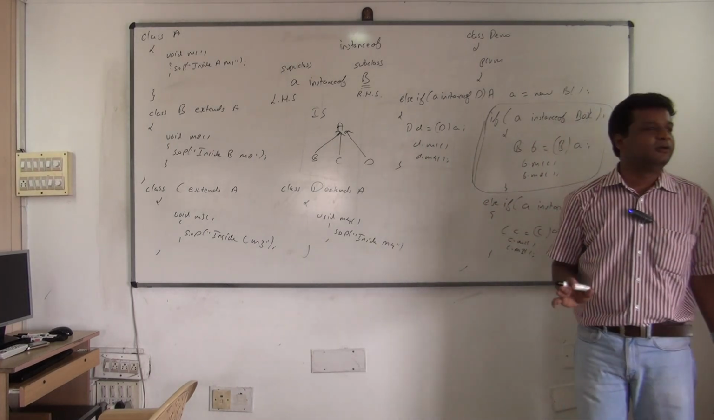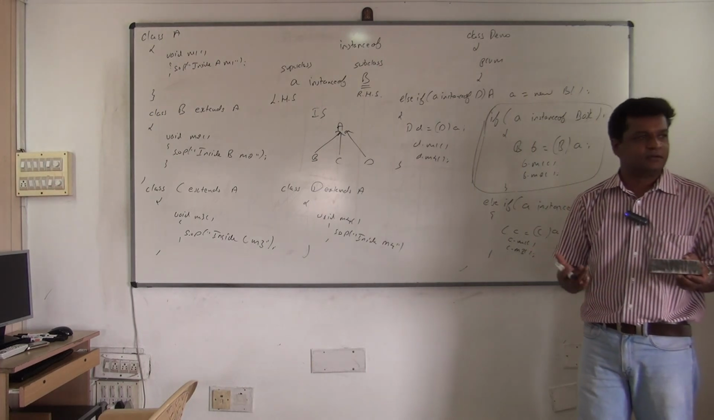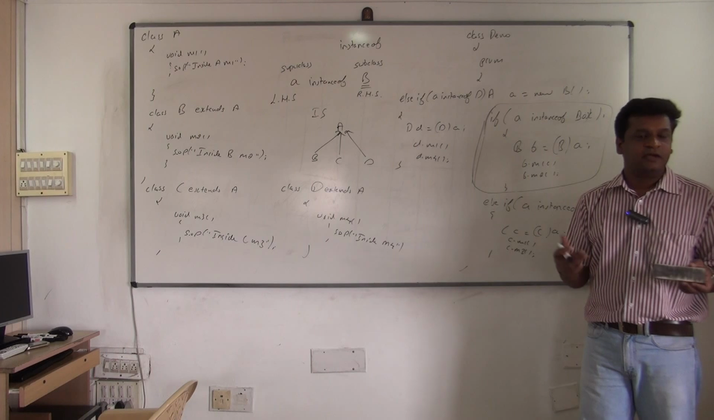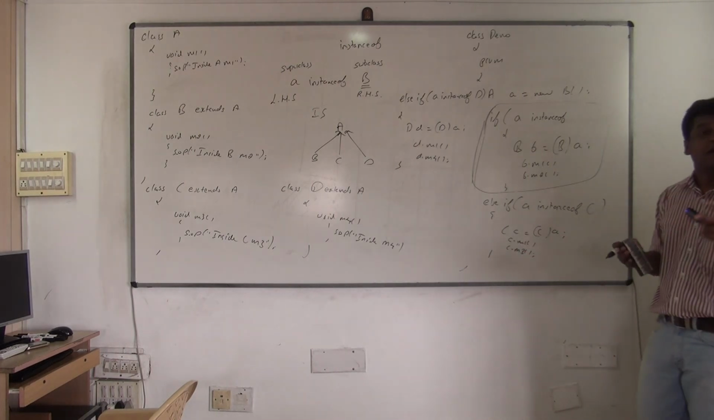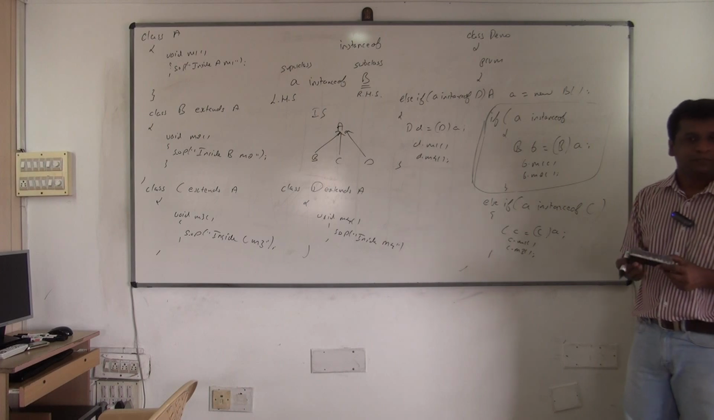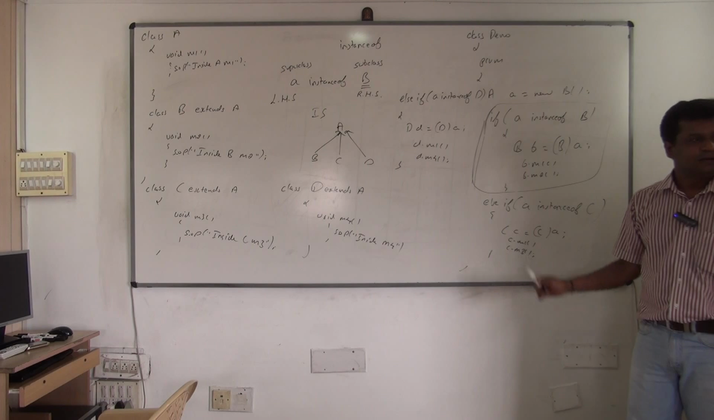The compiler itself will report the error to you: A is not of type Box. The compiler knows the hierarchy. A is not related to Box, so it will not allow you to use the Box class or a Hello class here. Understood? Compulsorily they should be related. Only then it will work.